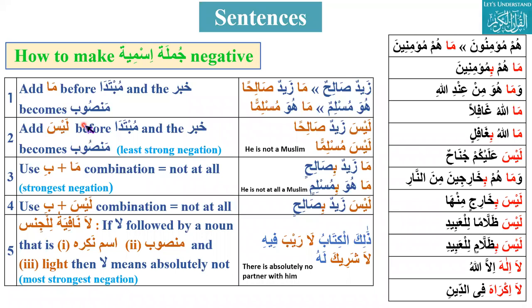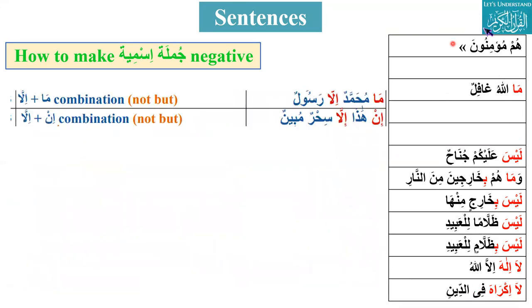So with ma, the khabar will be mansub; with laisa, the khabar will be mansub. Ma plus b, laisa b, not at all. La nafiyatul jins is the strongest negation: zalik kitabu la raiba fihi, la sharika lahu, la ikraha fid din. So this makes the ism nakira, and then that will be mansub and light.